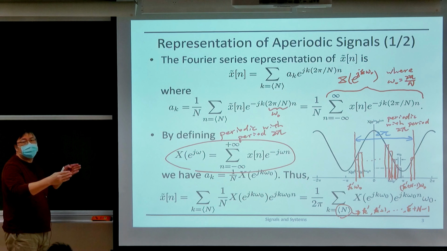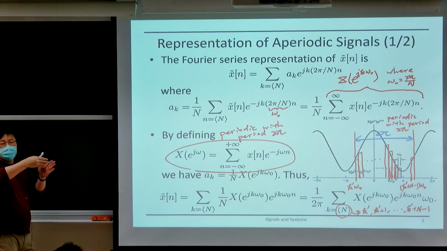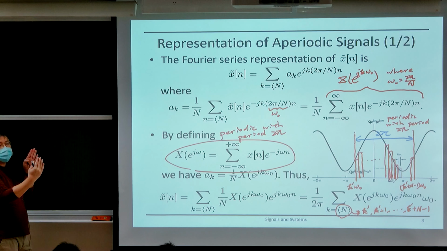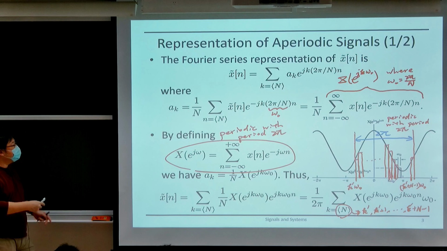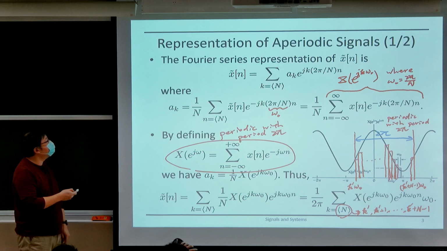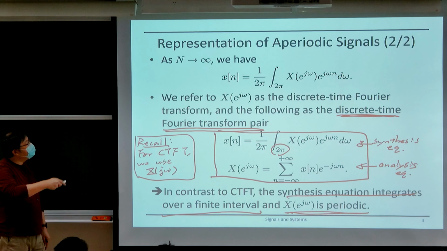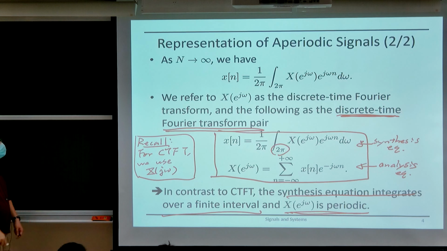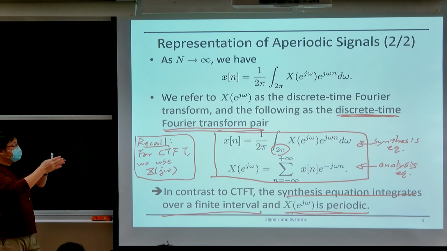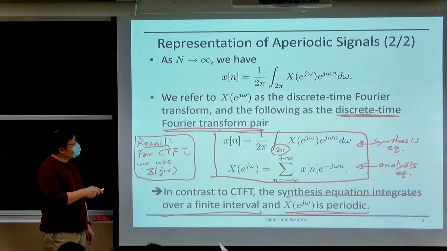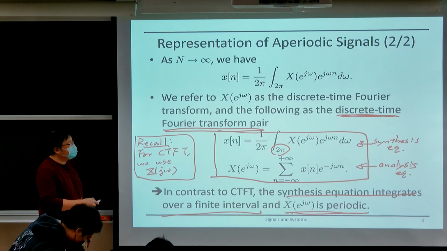Well, as n goes to infinity, the frequency components that you take become denser and denser, and eventually converge to the continuum of all frequency components within a period of 2 pi. So when you extend from discrete-time periodic signals to aperiodic signals, each signal is written as a linear combination of a continuum of frequency components within a period of 2 pi.